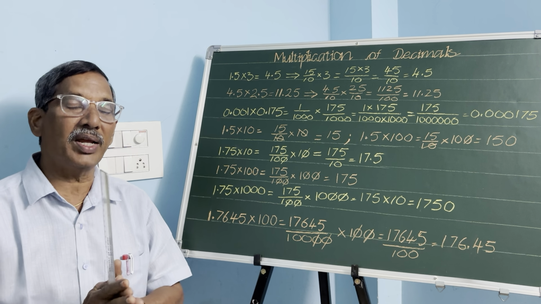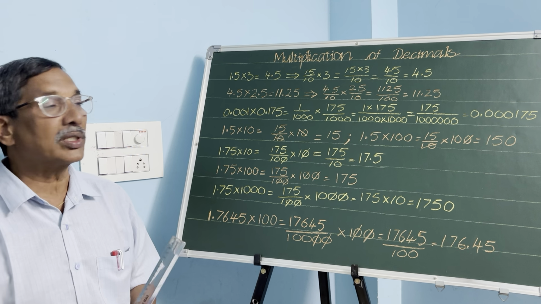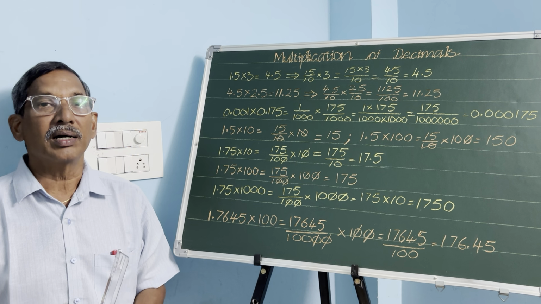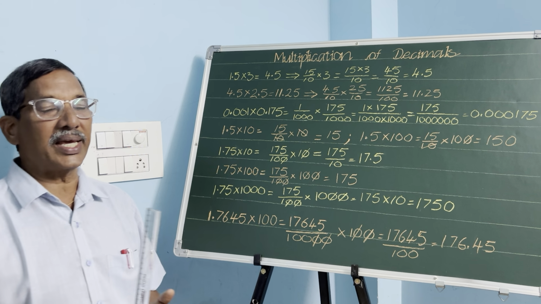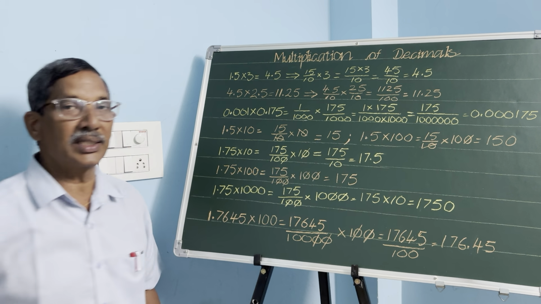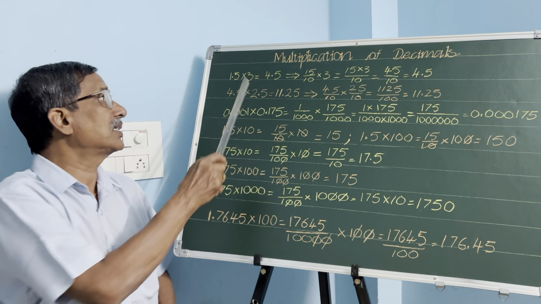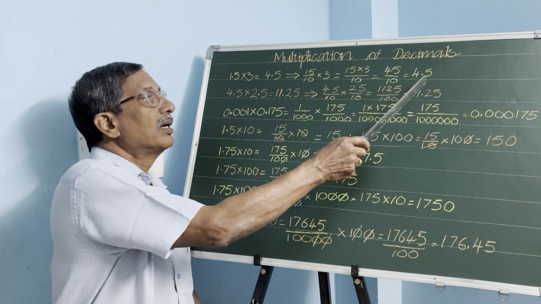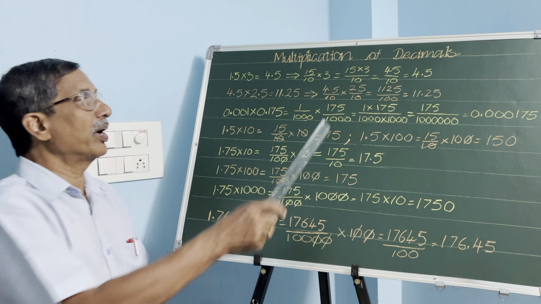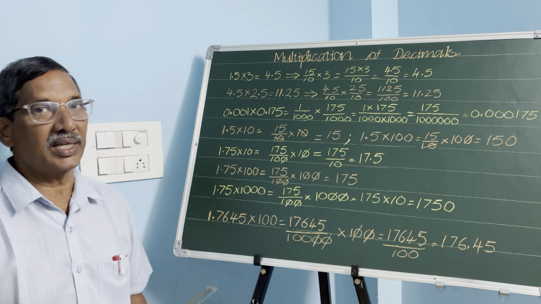So we can frame a rule of multiplication of decimals. The number of decimals in both the multiplier and the multiplicand together makes the number of decimals in the product. See, we have only one decimal point here, 1.5, and the other is a whole number. So in the product we have again only one decimal point, 4.5. We will discuss more vividly in the next example.